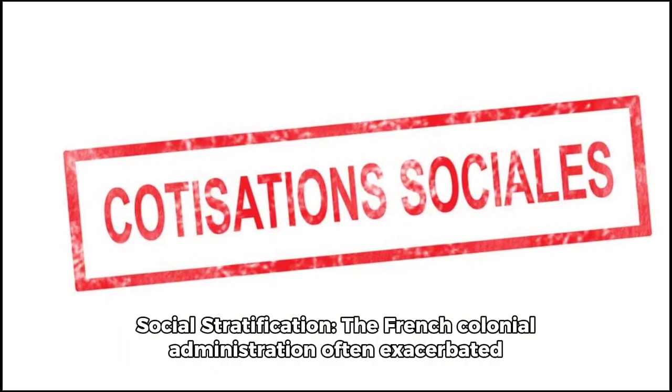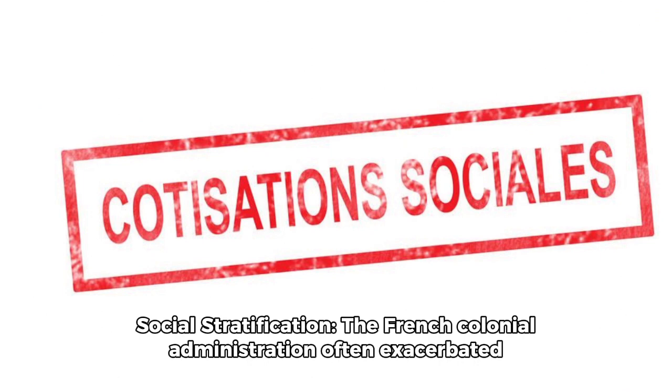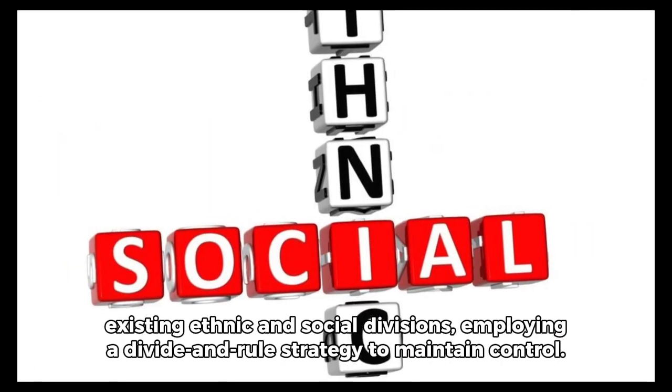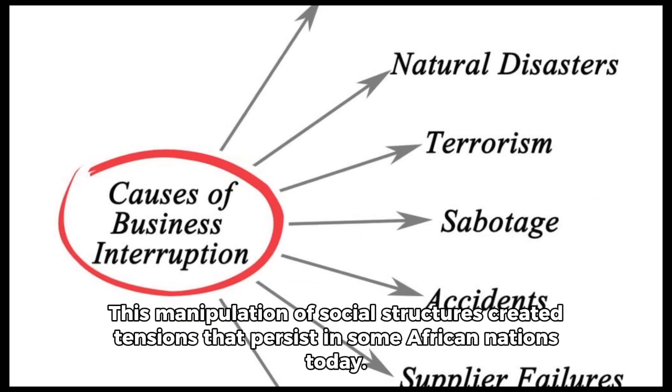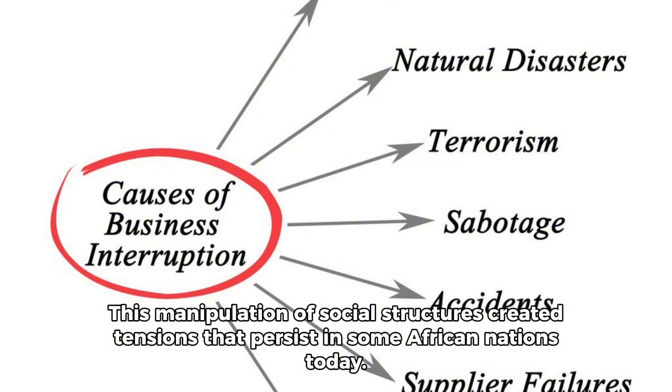Social stratification: the French colonial administration often exacerbated existing ethnic and social divisions, employing a divide-and-rule strategy to maintain control. This manipulation of social structures created tensions that persist in some African nations today.